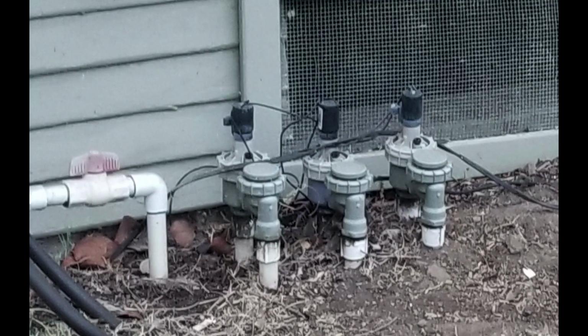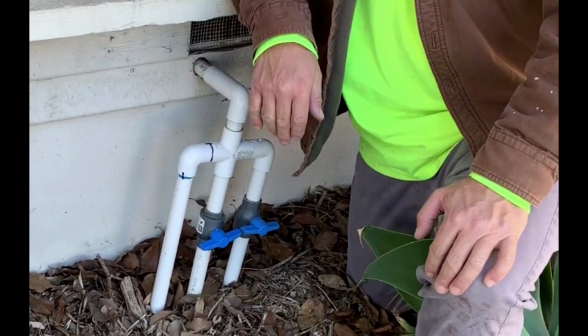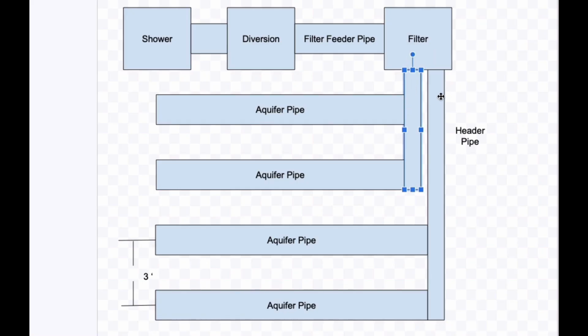Another type is the electric valves. You set these up to a timer, and the timer switches it from one zone to the next. Another common one is just a manual valve. It looks just like a faucet. All you're going to do is reduce the water that will go from this one compared to this one.